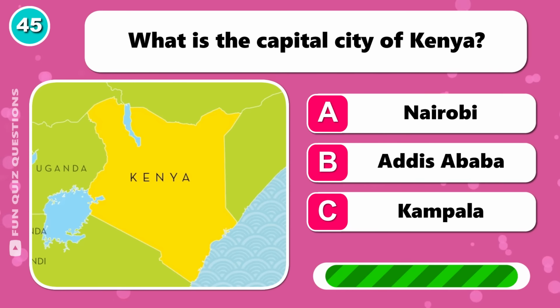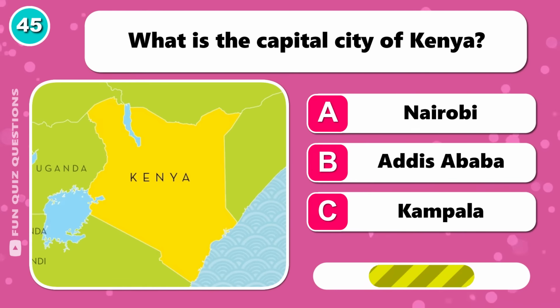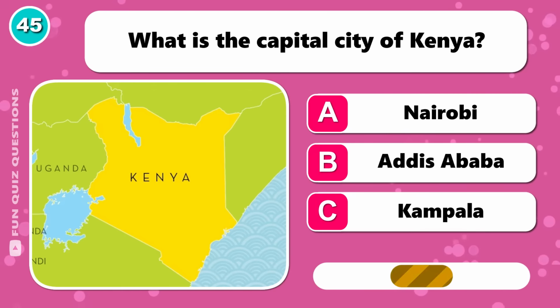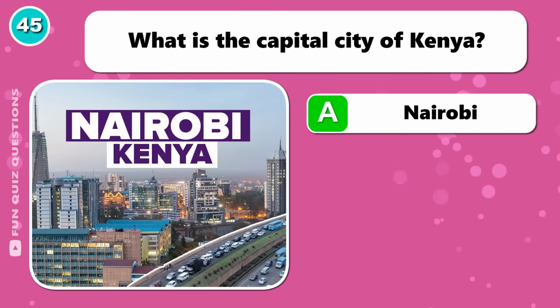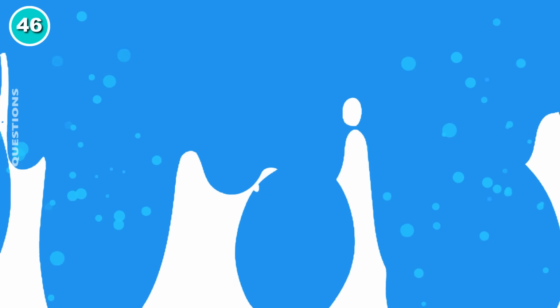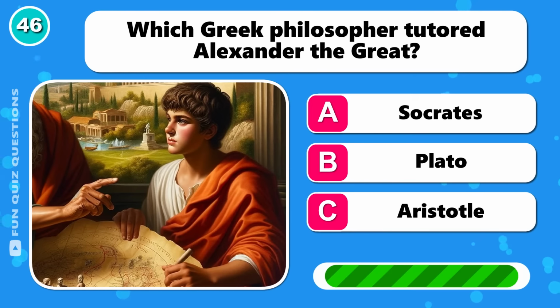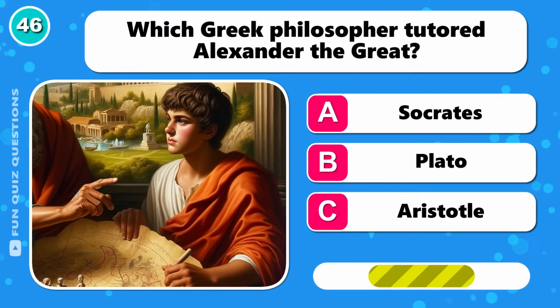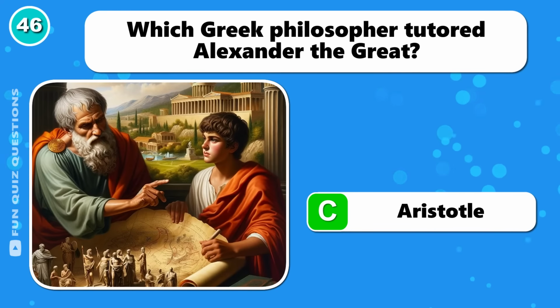What is the capital city of Kenya? You got it, A, Nairobi. Which Greek philosopher tutored Alexander the Great? Yep, it's C, Aristotle.